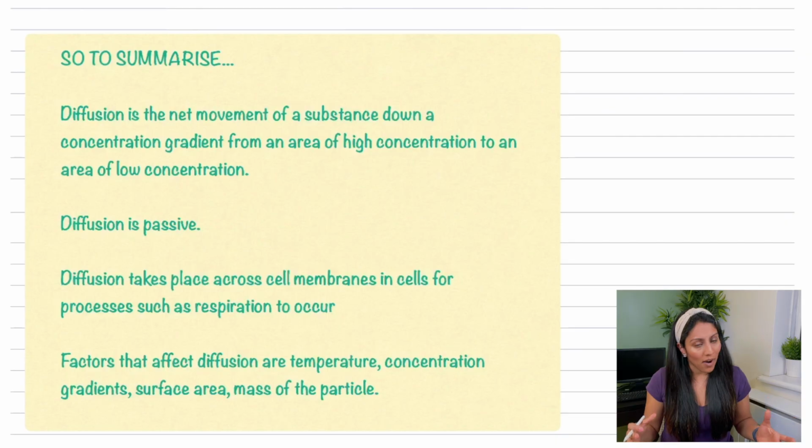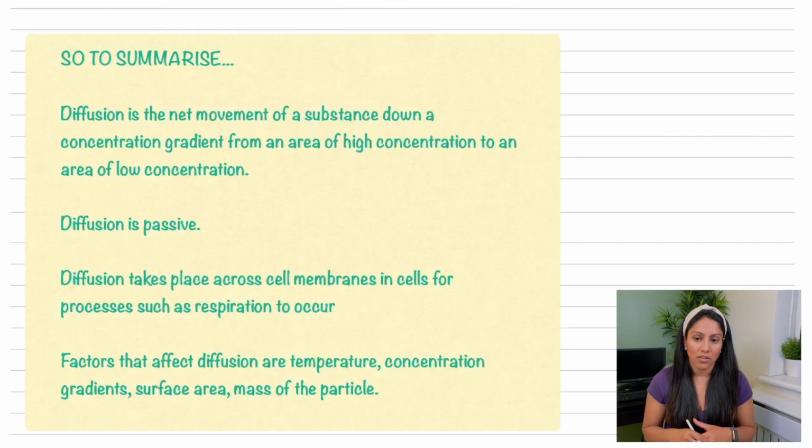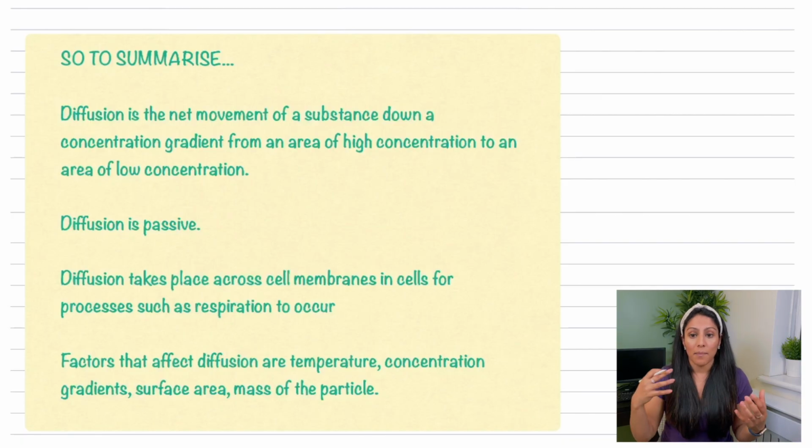So just to summarize, you can sum up this whole topic: diffusion is all about how substances get transported from one place to another. The official definition is the net movement of a substance down a concentration gradient from an area of high concentration to an area of low concentration. Now we know this process is a passive process. It does not require any energy, and it takes place in your cell membrane, specifically in your cells, for processes such as respiration to occur.